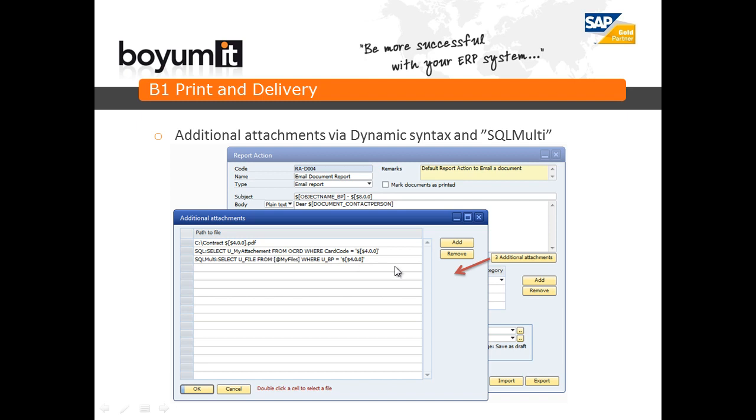And as a brand new thing, we now introduce the SQL multi keyword in order to say if you have a SQL sentence that gives multiple records back, it will now take all the records and convert them into each file. So if I had 4 records that met my conditions in the BP, I would get 4 attachments out of this single line.